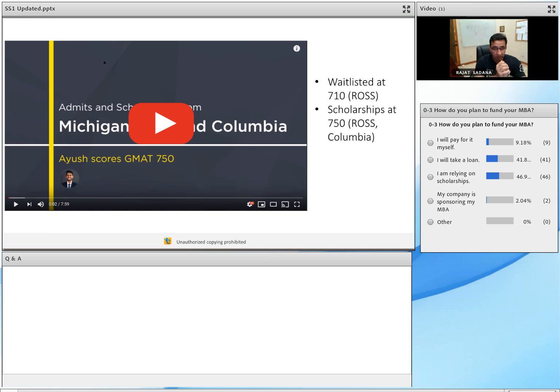And here is one fairly recent data point, which is just from a couple of weeks back. Ayush got a 710. He applied to Ross. He thought he had an excellent interview over there. He was waitlisted by them. He reached out to those guys, and they said, "Hey guys, what happened? I had a 710." He got the feedback saying, "You need to get a higher GMAT score."